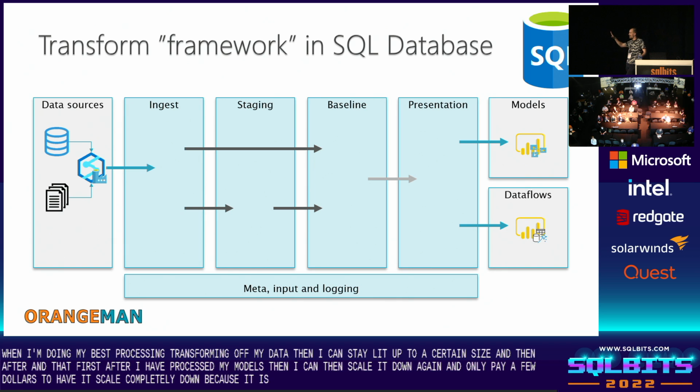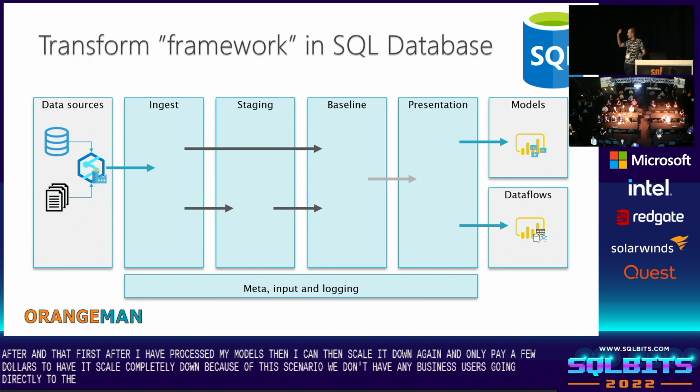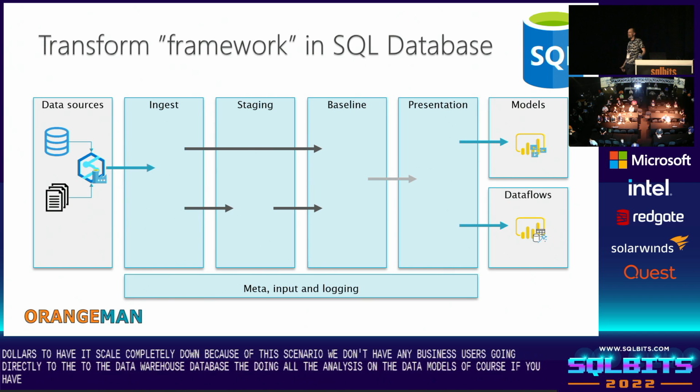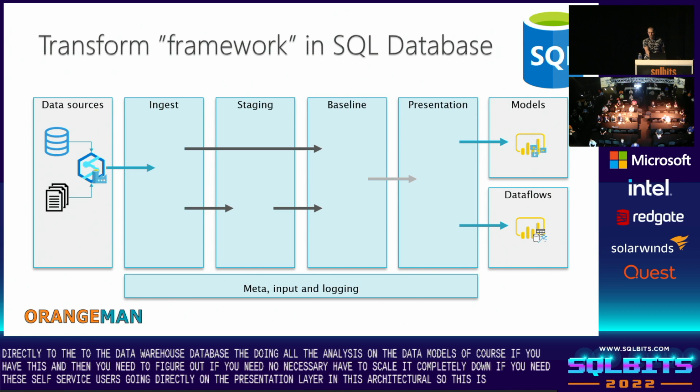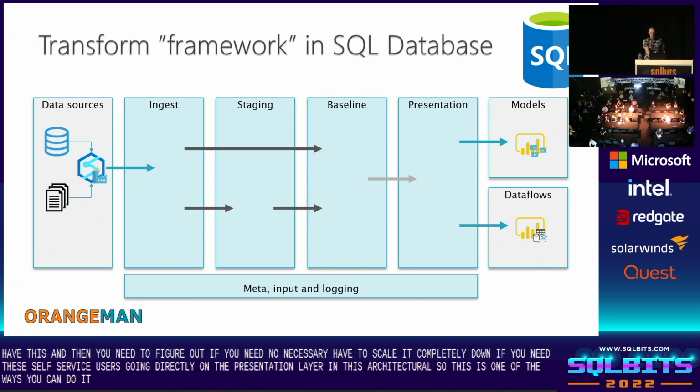Because in this scenario, we don't have any business users going directly to the data warehouse database. They are doing all their analysis on the data models. Of course, if you have self-service users going directly to the presentation layer in this architecture, then you need to figure out if you don't necessarily have to scale it completely down. So this is one of the ways we can do it.